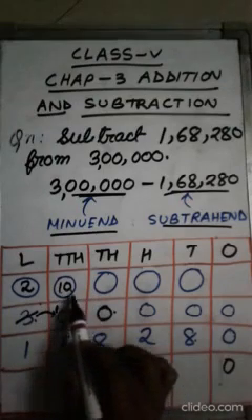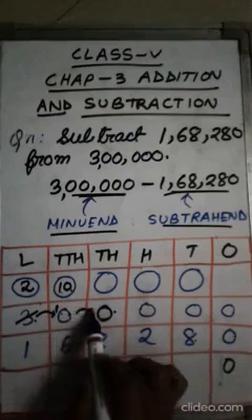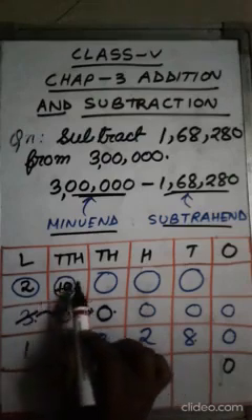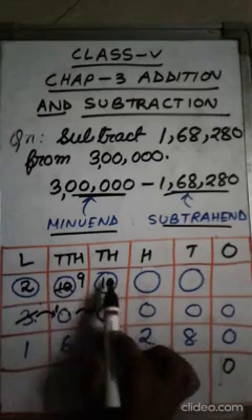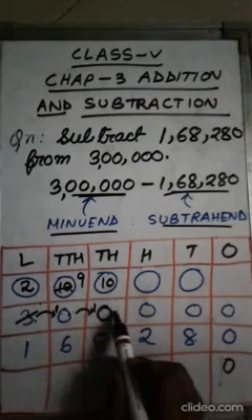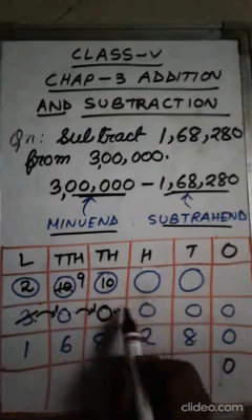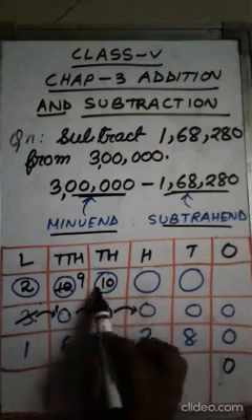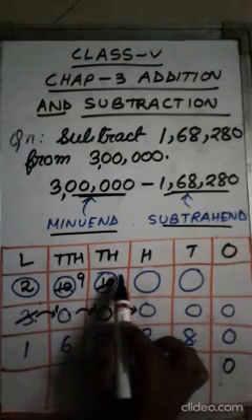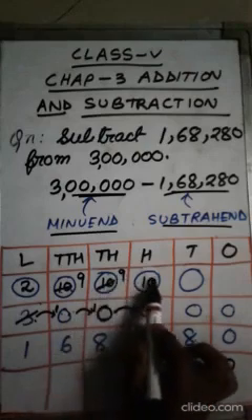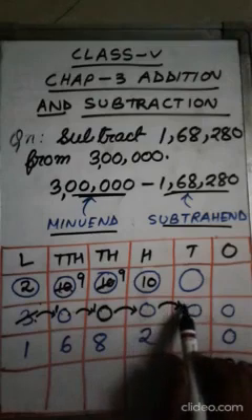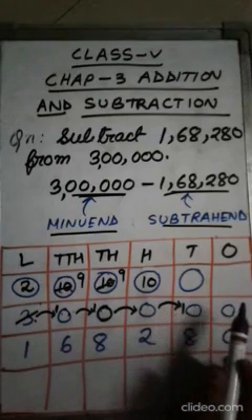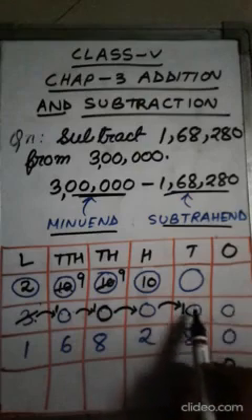From this 10, I have to take 1, so it will become 9. If I take 1, it becomes 10. Then from 1000 to 100, I shall take 1. So after taking 1, it will become 9 and it becomes 10. From this hundreds place, I shall take 1 to the next place, that is tens place. It becomes 10 and it becomes 9.